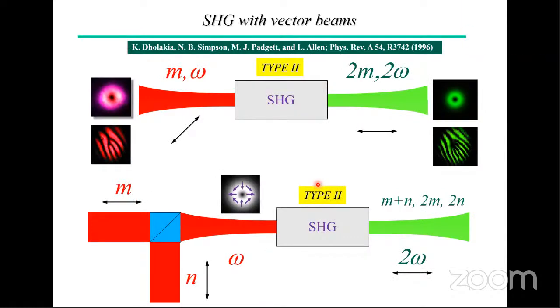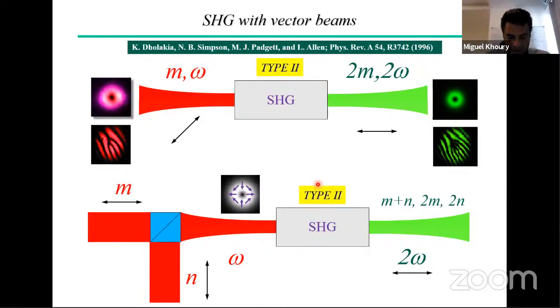So let's go back to one of the first experiments with optical vortices in nonlinear optics that dates back to 96, when the authors demonstrated that an optical vortex with topological charge M in second harmonic generation would also have its topological charge doubled. Okay, so it was a natural intuition, okay? Second harmonic generation doubles the frequency and it also doubles the topological charge. And it was demonstrated in these very nice pictures that are shown here in this reference from 96, okay?